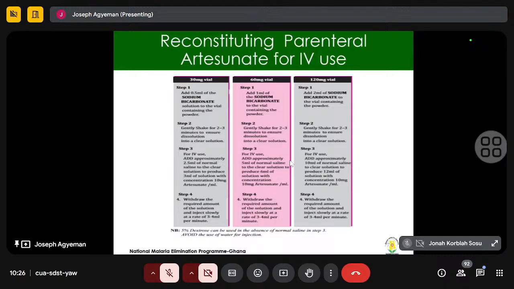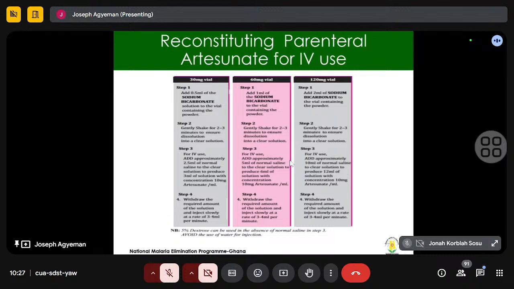Hello, sir. Yeah, hello. The artesunate powder in the pack comes as artesunic acid. So when you add the sodium bicarbonate to it, it neutralizes it and forms a salt which will be soluble in the normal saline. So they are trying to utilize the basic principle in chemistry: all sodium salts are soluble in water. Thank you very much. So that is the role of the bicarbonate, and it normally comes as sodium bicarbonate.